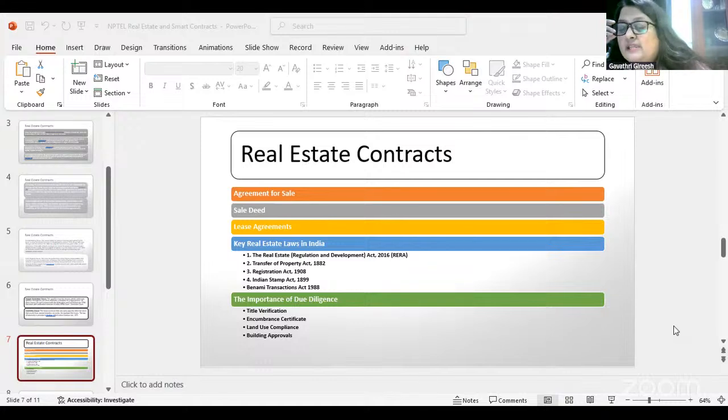Now, initially I told you land is of 3 types. One is agricultural, non-agricultural, and forest land. Now, we are not dealing with forest land. Forest land has a very different authority, and to convert forest land or to have an encroachment of forest land is a different law altogether. Now we are only dealing with agricultural and non-agricultural land.